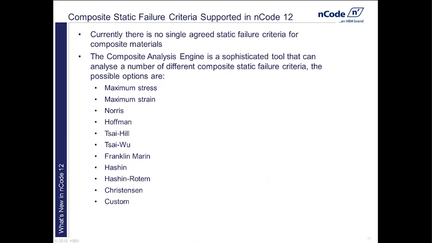Because there's currently no single agreed static failure criteria, we've covered as many as we can to start with. In the first version there are 10 different failure criteria covered, as you see there, and also the custom option, which allows you to write your own in Python. These will be added to in 12.1, where I think we're going to add about 3 more static failure methods. So as many as we can in terms of the typically used ones in the industry.